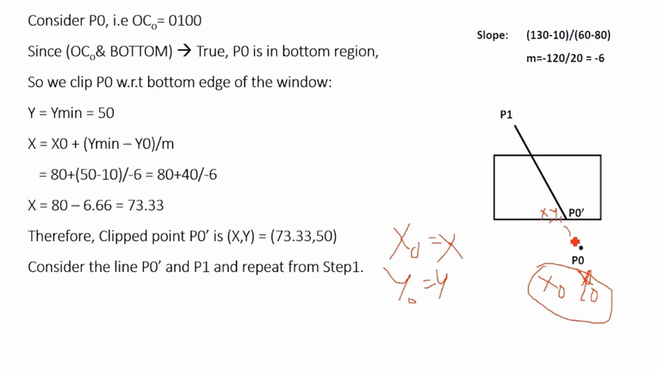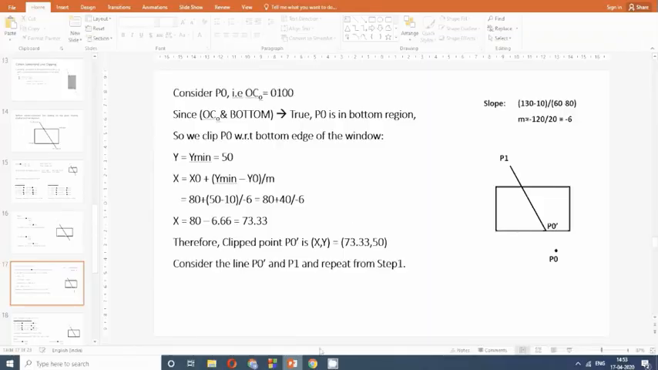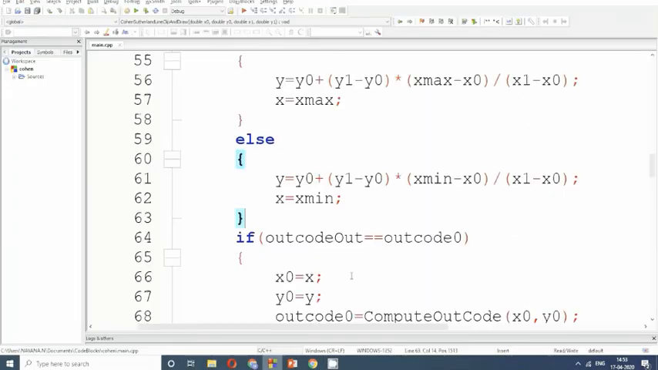By doing this, I'll ignore this point completely. This becomes my x0 and y0. And we would be considering the line from x0, y0 to x1, y1. So this will be the line that we'll be considering for clipping further, right?